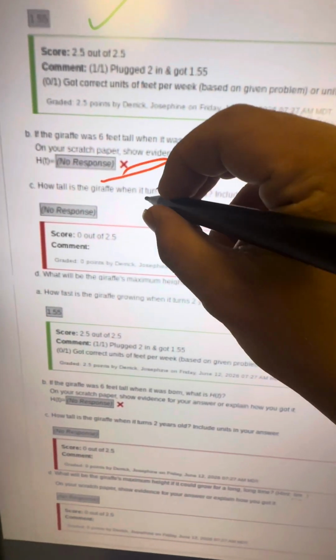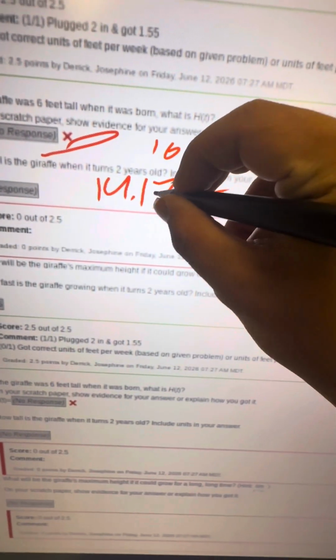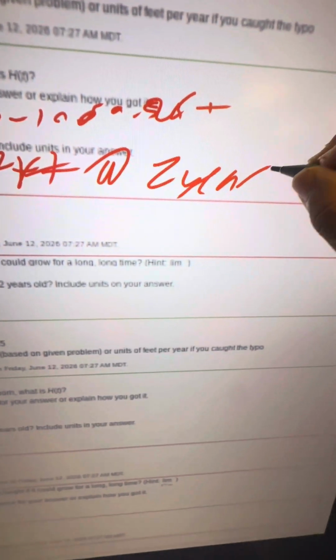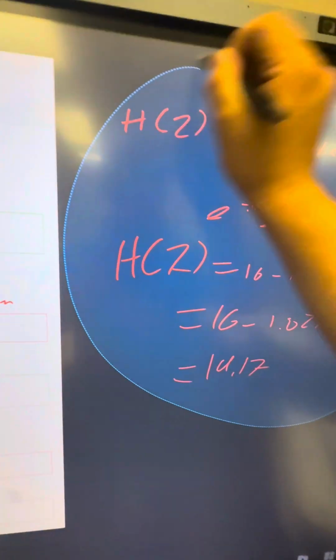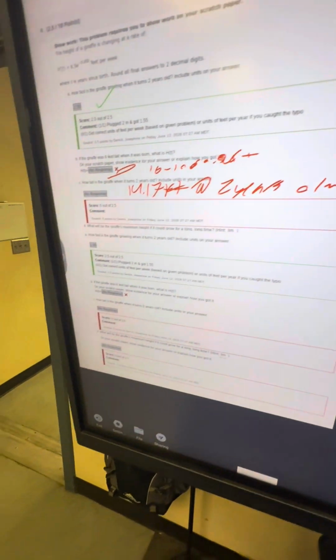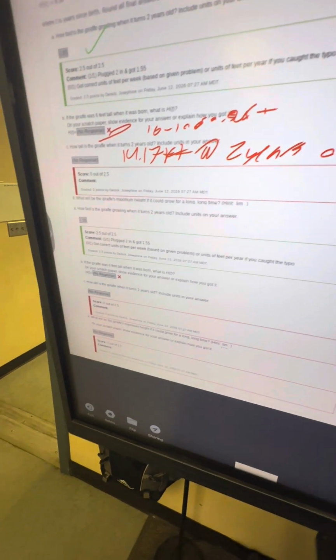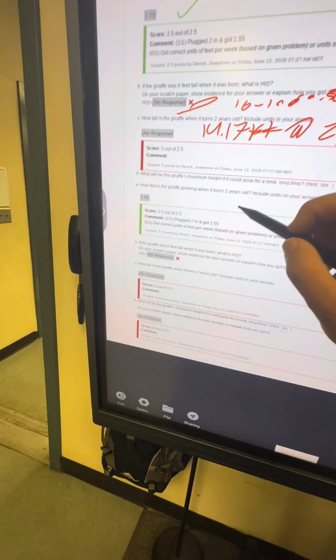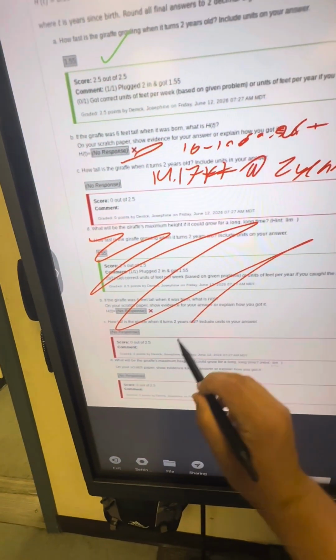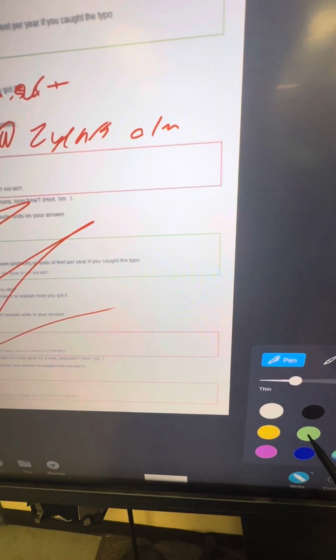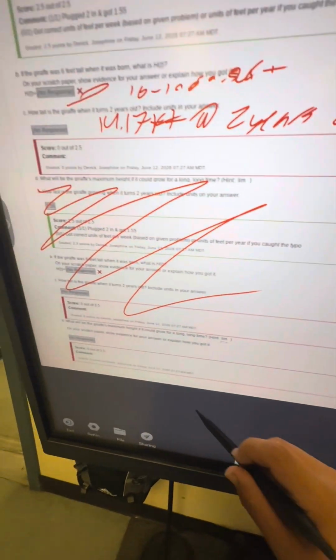That means the giraffe is 14.17 feet tall at 2 years old. Going to erase all of this again. Now we just gotta work on D, since that was A, B, C. We're gonna work on D, which is the pink, because why not?